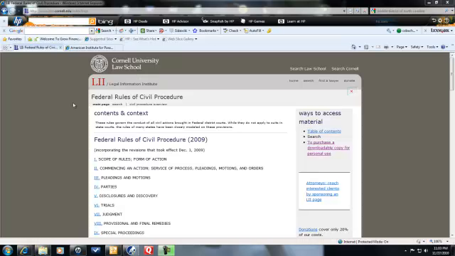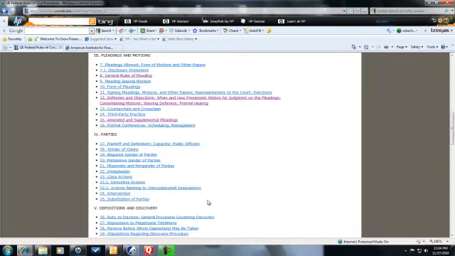This would probably be a pretty good website to bookmark and have handy. It includes the table of contents followed by the rules themselves. You can jump from a specific topic down to the applicable rule by clicking on the number. See, clicking here on number 3 can take you right to the rules governing pleadings and motions.